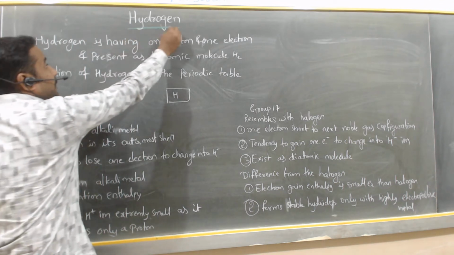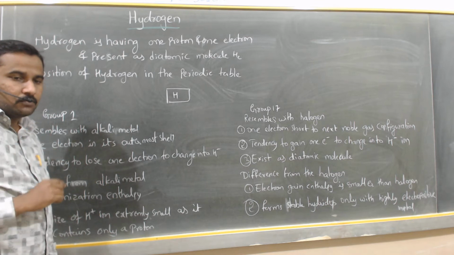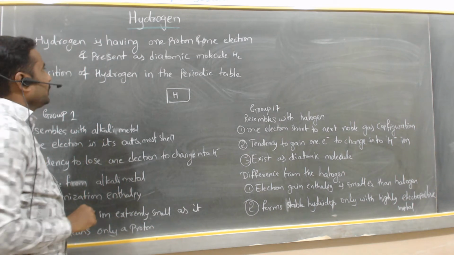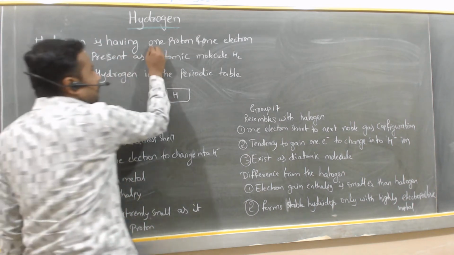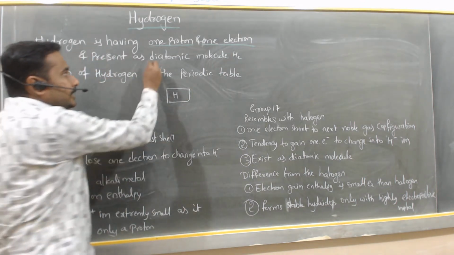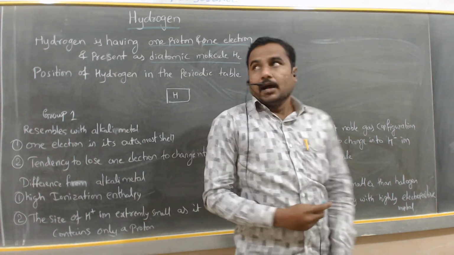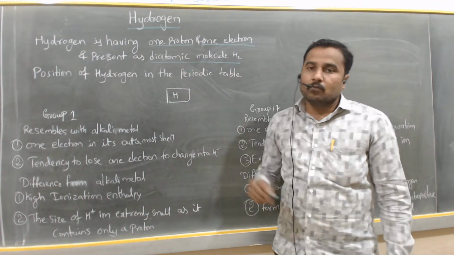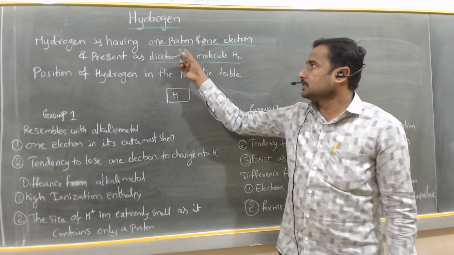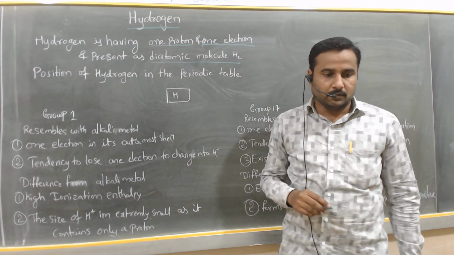So already you know that the atomic number of hydrogen is 1 and the electronic configuration is 1s1. Hydrogen has 1 proton and 1 electron and is present as a diatomic molecule. Already in the classification of elements I had explained that hydrogen has only 1 proton and 1 electron.